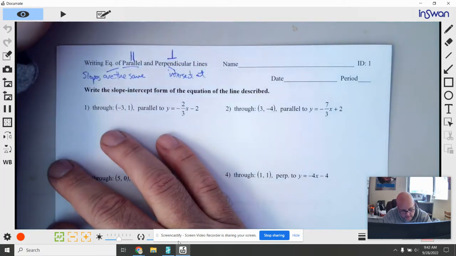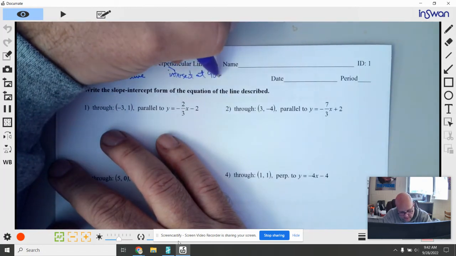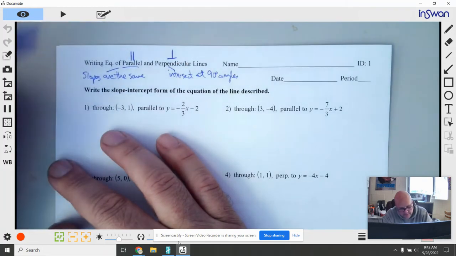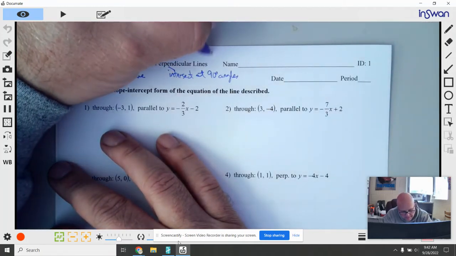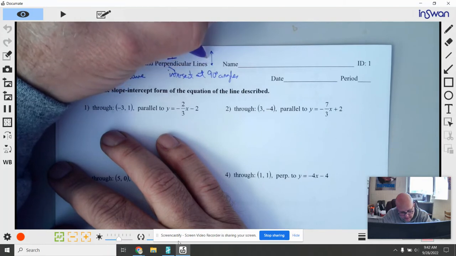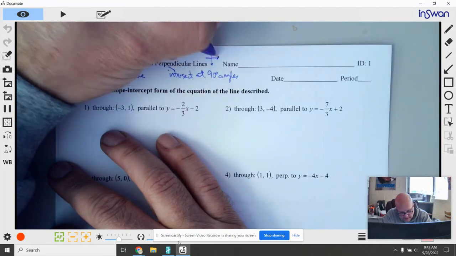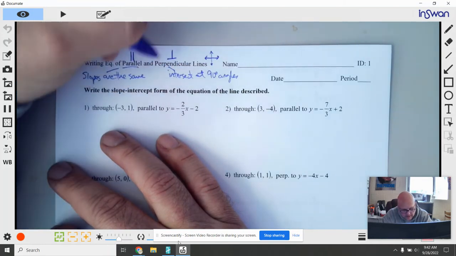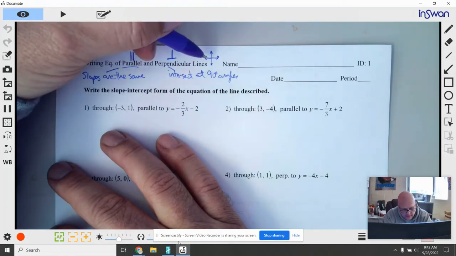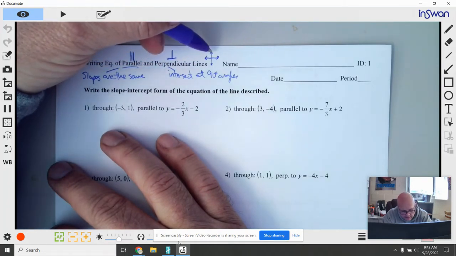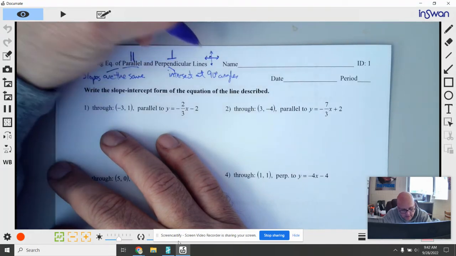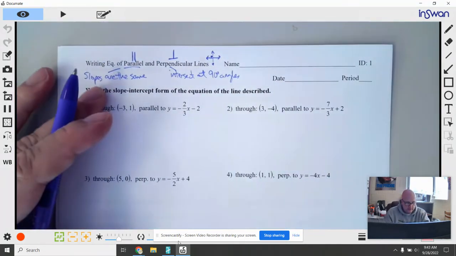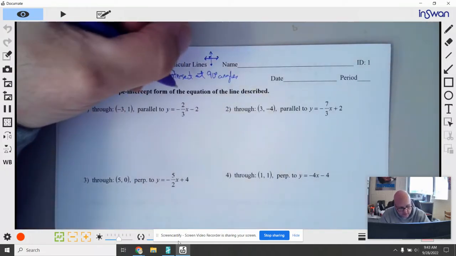at 90-degree angles. So two lines will come together. An example would be your XY axis. The X axis is perpendicular to the Y axis, and where they come together, they form right angles all the way around.